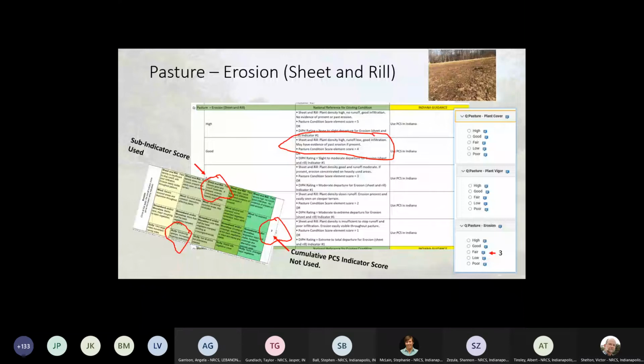But for this particular question, you will be looking at only the sub-indicator. So if the sheet and rill erosion is rated a 3, if you circled that in the field as a 3, even though gully erosion may be a 2 and the total or cumulative score is a 2, we'll still use a 3 for that sheet and rill question.